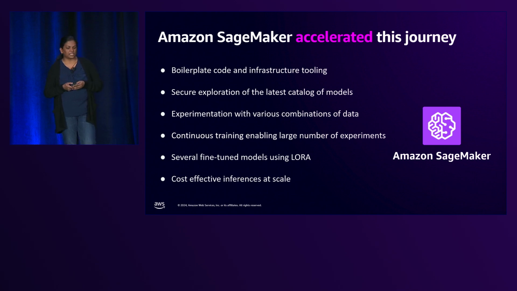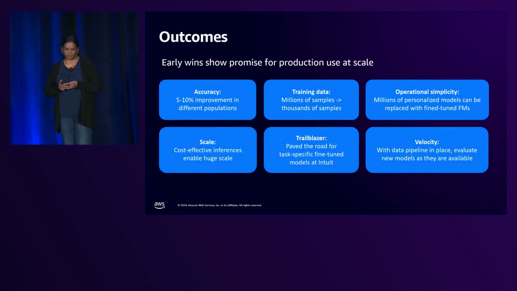Continuous training capabilities helped us run several experiments with various combinations of data, layering one experiment on top of the other. In summary, we fine-tuned 10-plus models using LoRA in a matter of a few weeks. And now we are working on scaling out hosting for our millions of customers using the inference solutions SageMaker offers.